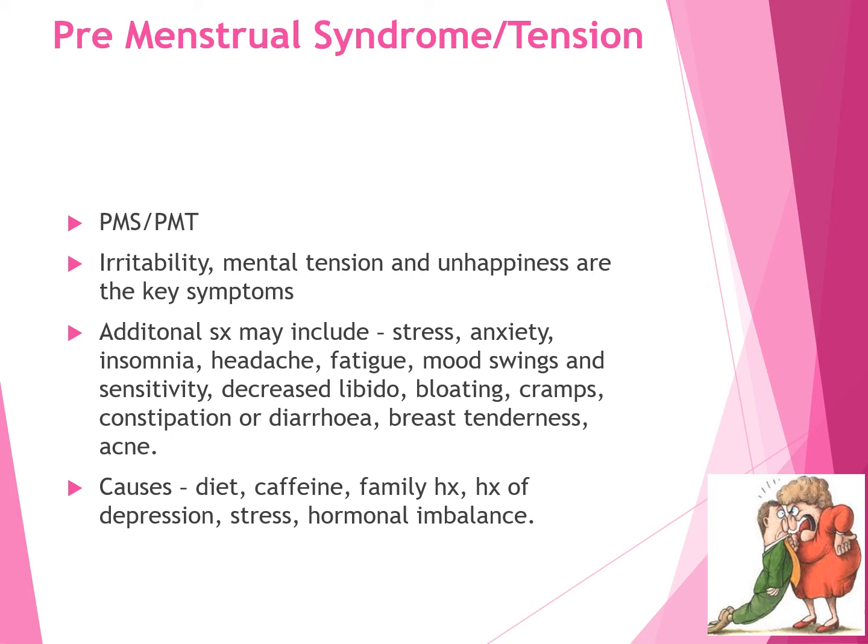And the causes: first is diet, that is fast food, junk food, very spicy food, or we say Rajas food, caffeine, family history, any family background that is disturbed, depression because of any reason, family matter or in job, stress, hormonal imbalance. All these are the causes of premenstrual syndrome.